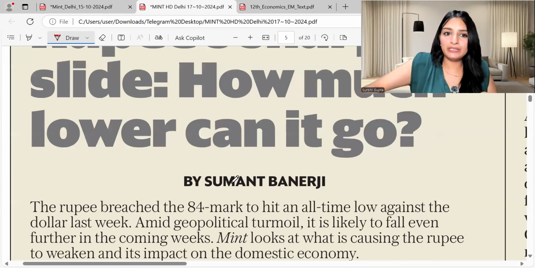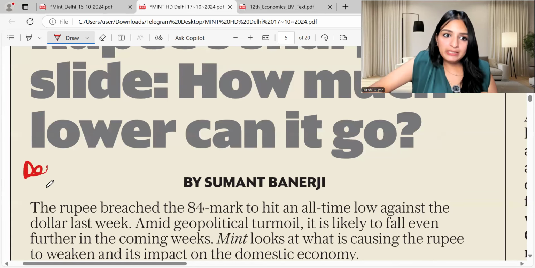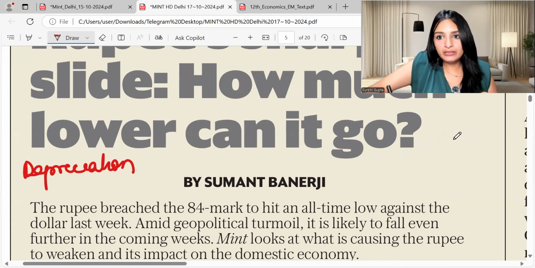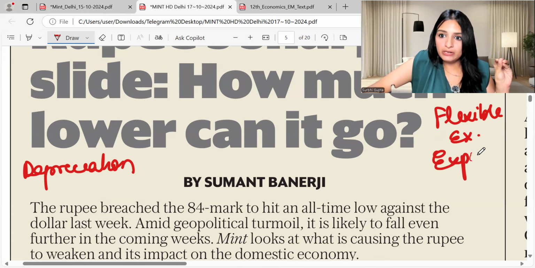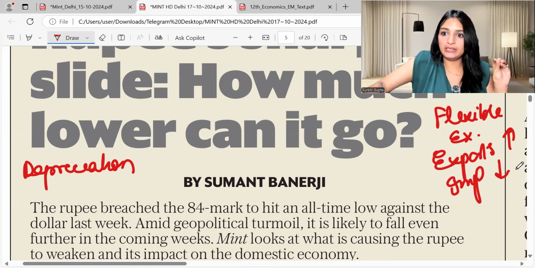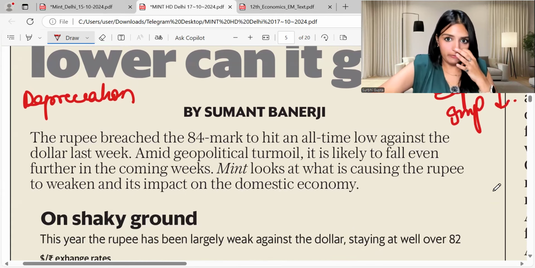So you know that depreciation is happening. When depreciation happens, you know that we are following two, three things. We are following a flexible exchange rate system. This is one thing that you know. Then depreciation happening means exporters are encouraged and importers are discouraged. That's it. Okay, fine. Let's continue.